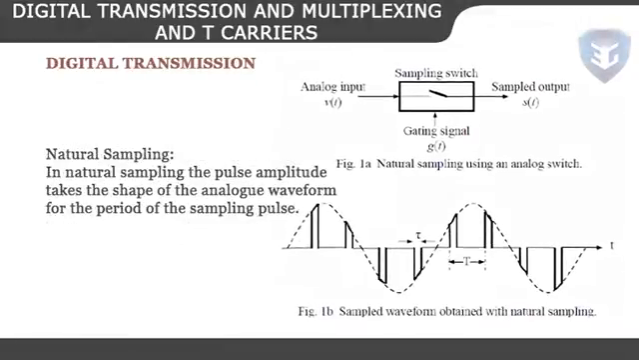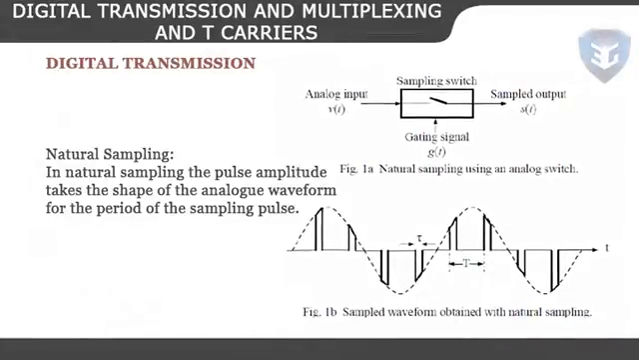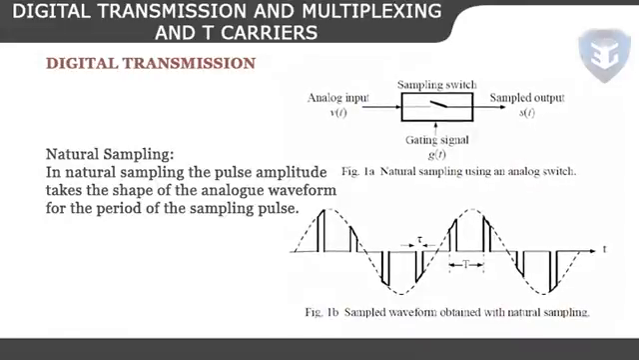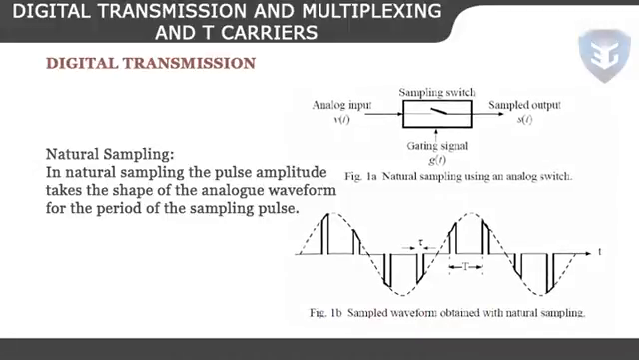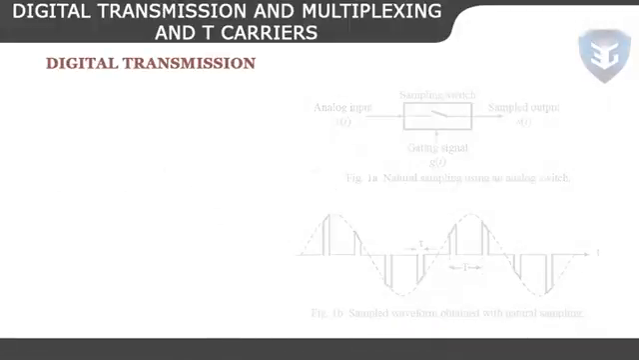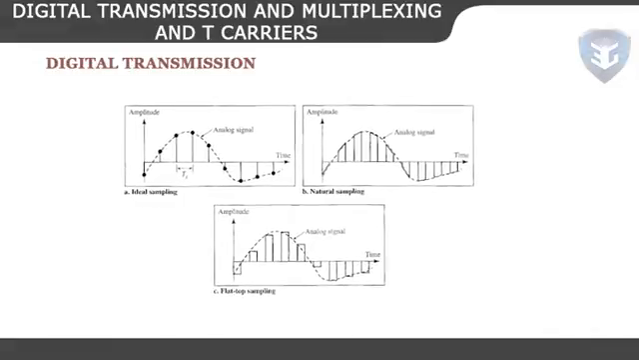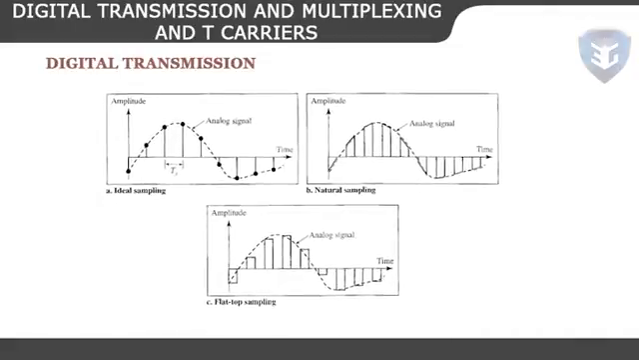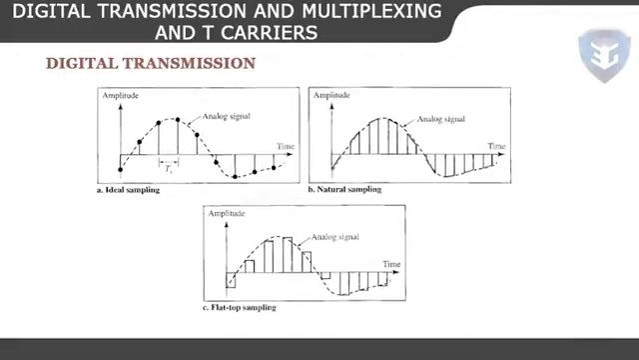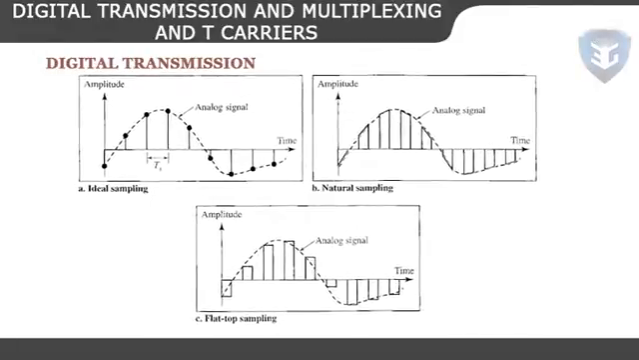Natural sampling. In natural sampling, the pulse amplitude takes the shape of the analog waveform for the period of the sampling pulse. The frequency spectrum of the sampled output is different from that of an ideal sample. Flat top sampling. It is accomplished in a sample and hold circuit. Its purpose is to periodically sample the continually changing analog input voltage and convert those samples to a series of constant voltage PAM voltage levels.